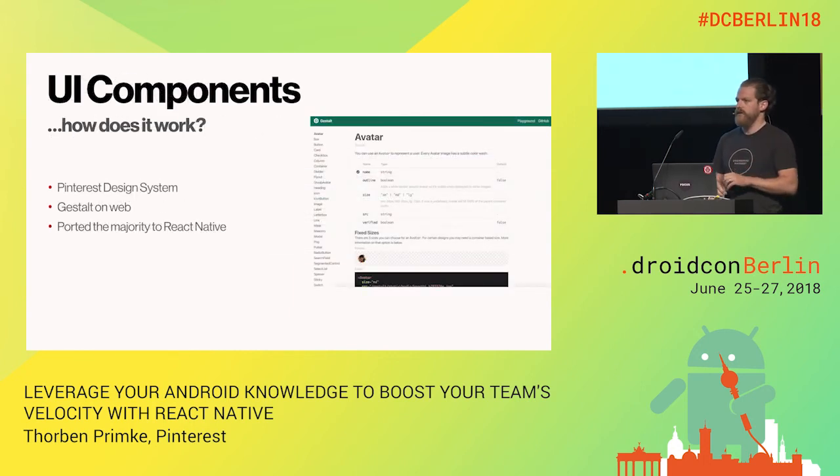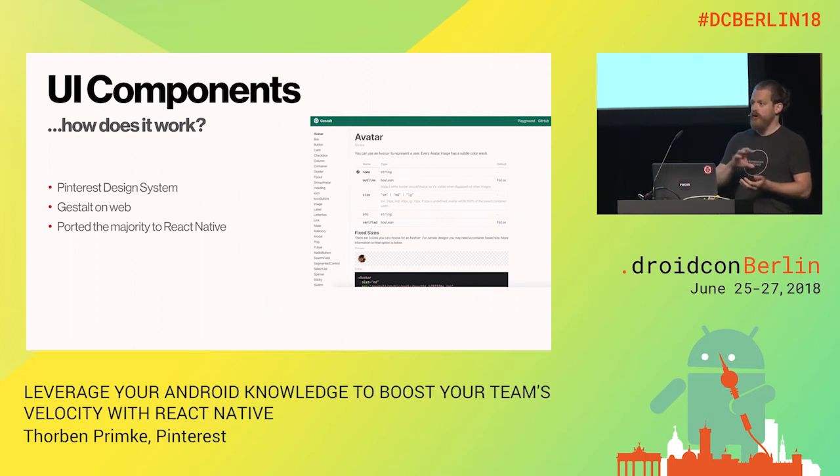The next piece is, at Pinterest, we have a design system, so it makes it very easy to implement a new screen because ideally you can leverage UI components already built and very standardized. That's good for the build time, and you also don't have any problems going from a pixel-perfect design to a pixel-perfect implementation because those components should already be up to par.